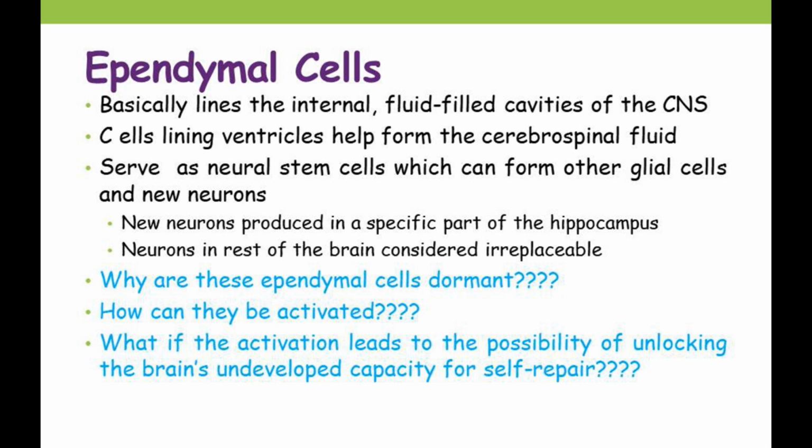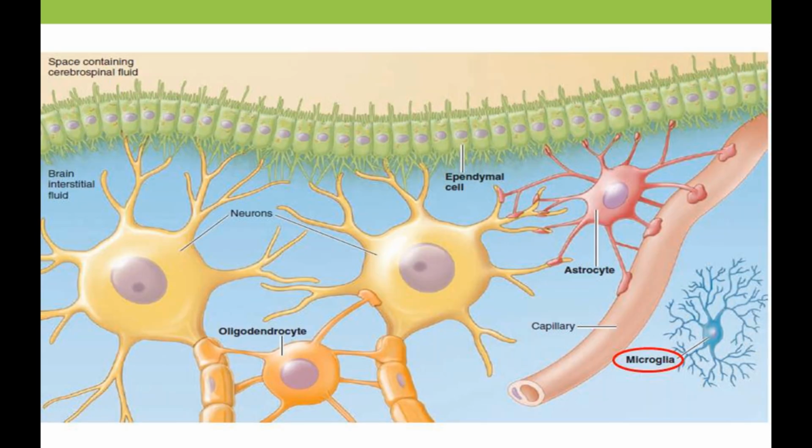So why are these ependymal cells normally dormant? How can they be activated? And what if the activation of these ependymal cells leads to the possibility of self-repair by the brain? Think about it. And finally, there's the microglia.